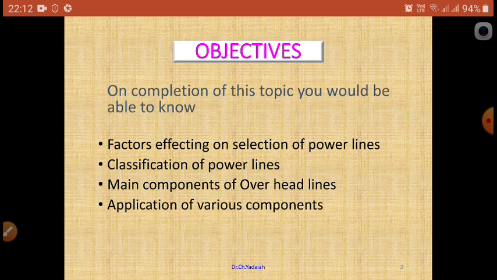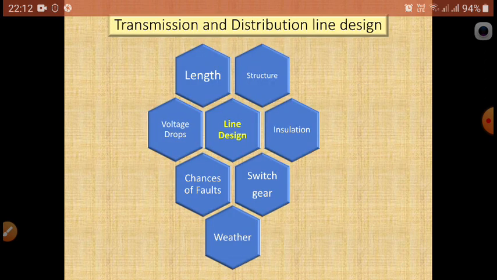And lastly, the weather condition. That means if you are erecting the transmission line, what is the wind force on the transmission lines as well as our structures? Not only the wind force, but in some places we also see deposition of ice. If ice deposits on transmission lines, automatically the sag also increases. That we don't want.